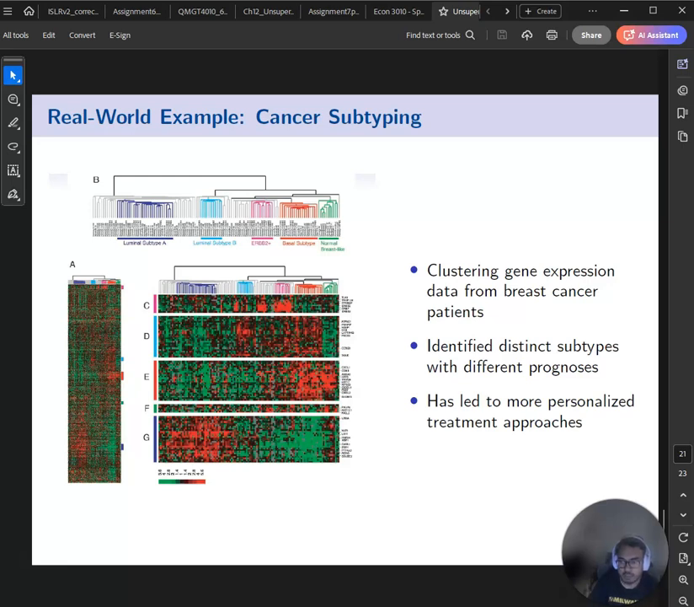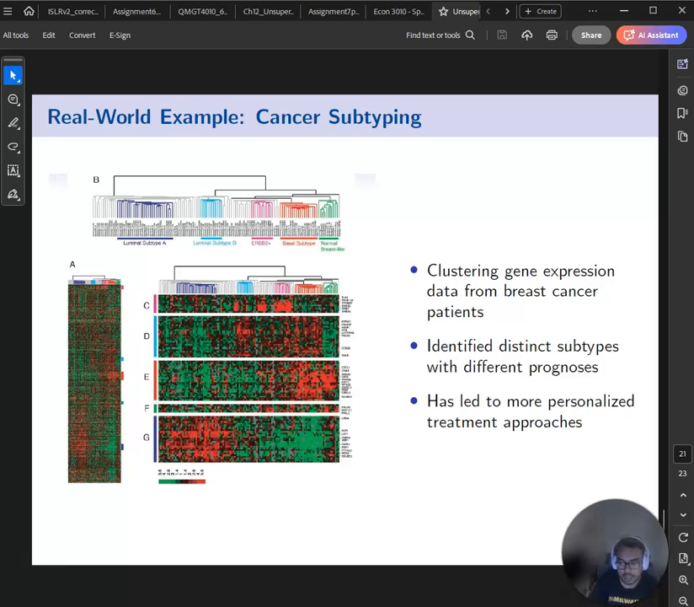What makes this example so important is that different subtypes have very different prognosis and respond differently to treatments. Some subtypes are more aggressive, whereas others are more responsive to specific therapies. This discovery has led to more personalized treatment approaches. Instead of treating all breast cancers the same way, doctors can now tailor treatments based on the molecular subtype of cancer. For some patients, this might mean more aggressive treatment right away. For others, it might mean avoiding unnecessary treatments that are unlikely to help.